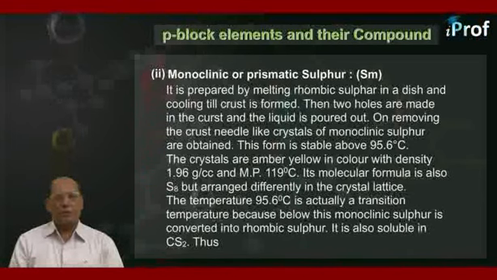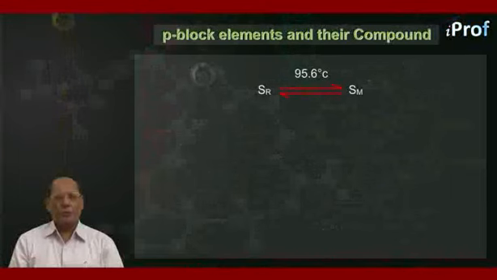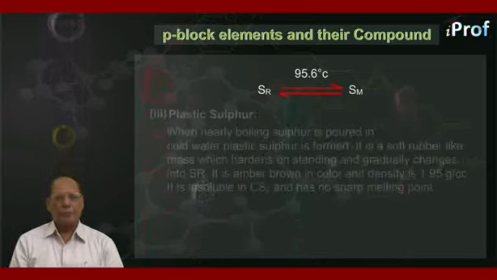The temperature 95.6 degrees Celsius is actually a transition temperature because below this monoclinic sulfur is converted into rhombic sulfur. It is also soluble in carbon disulfide. Thus we can represent interconversion reversibly at 95.6 degrees Celsius as shown here.